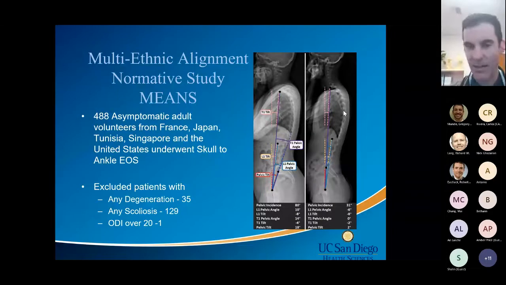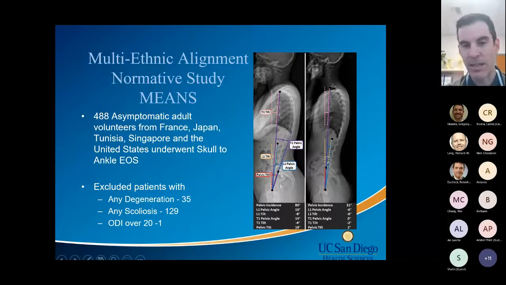And the first thing I did was say, well, I don't care if you're asymptomatic and degenerated. I really just want to know how people stand. So we just excluded everyone with degeneration, any hint of a scoliosis, and somehow one person with an ODI over 20 snuck in. These are the primary angles that we measured.